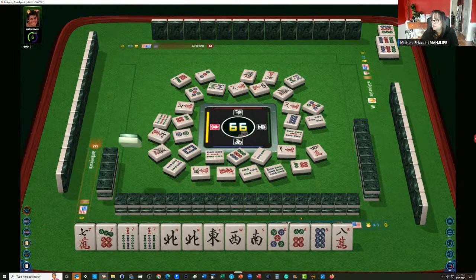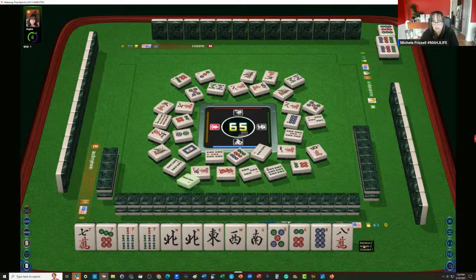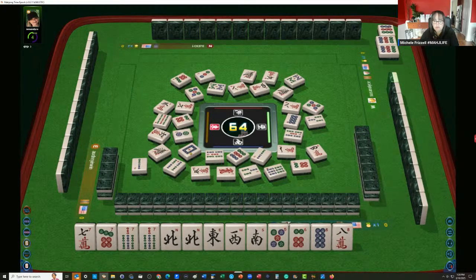1 bamboo. 3 characters. Year tile. 2 bamboos. Seems like someone's playing either evens or a year hand, because there were hesitations on the 2 and the 4. There's 1 white dragon out. So someone could be playing a year hand.